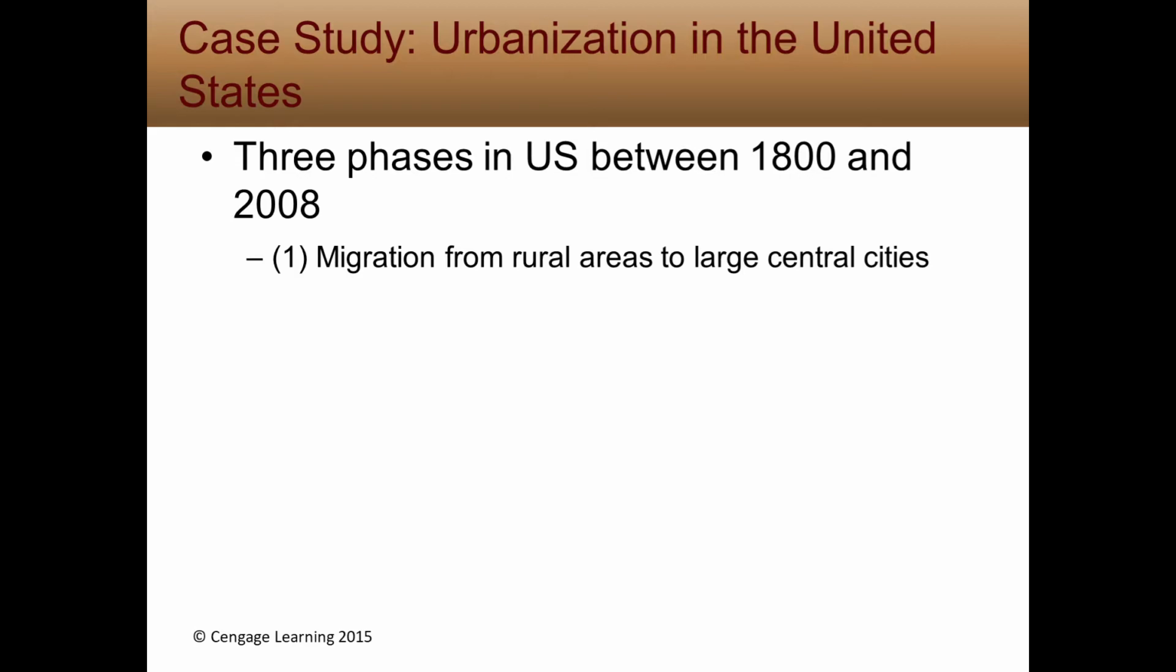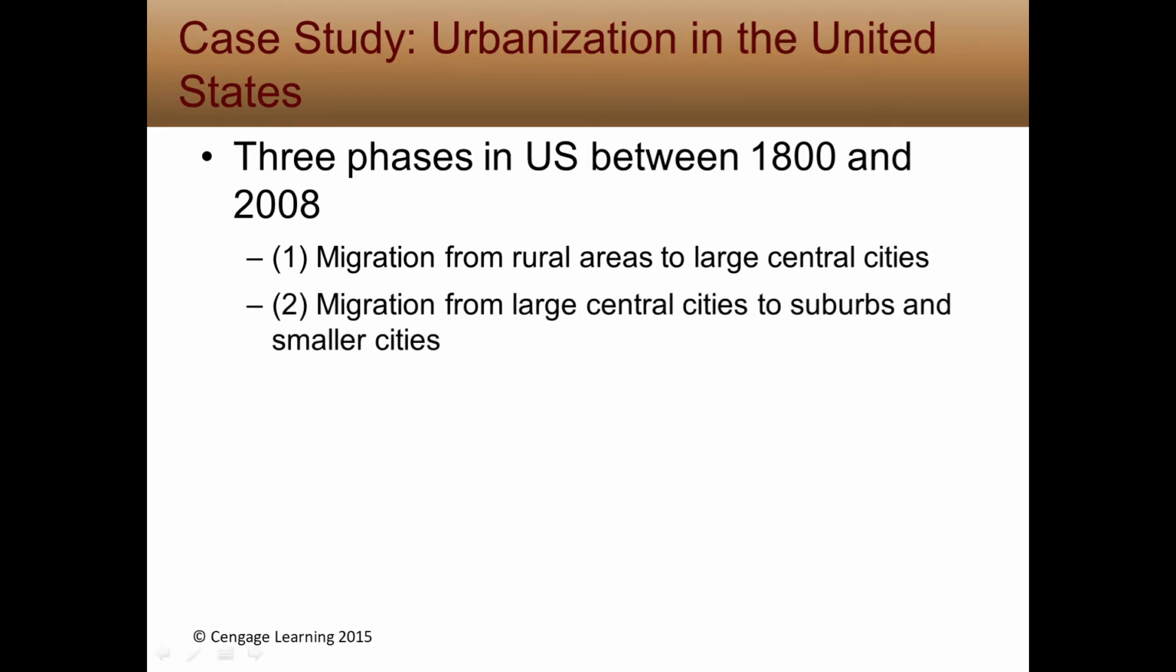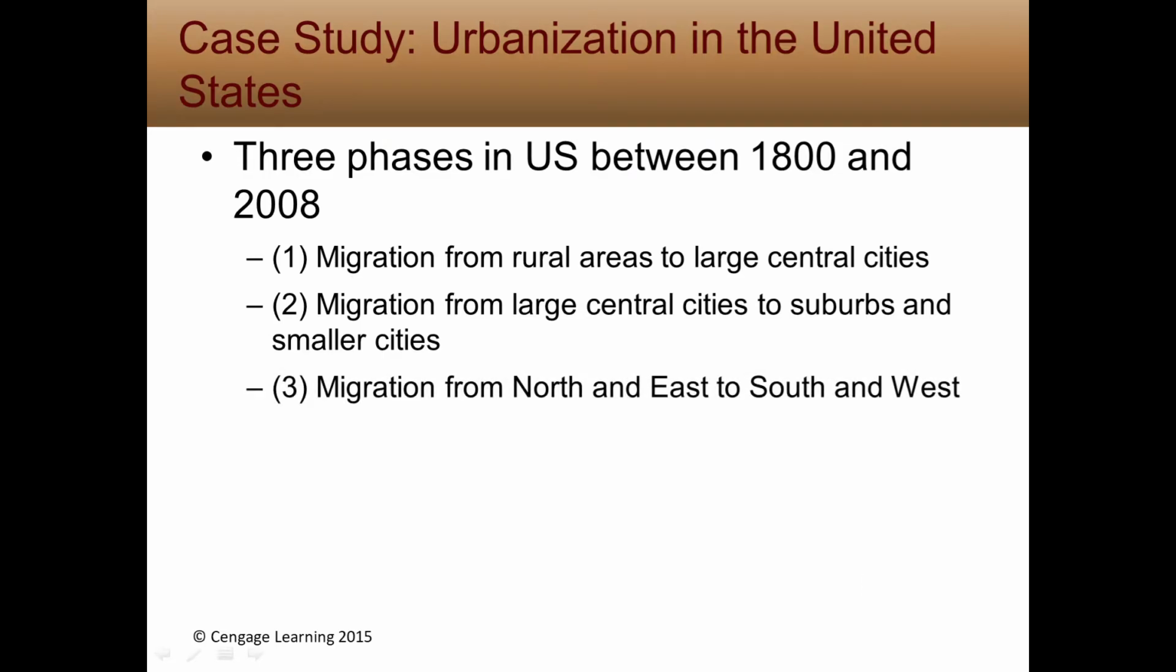However, that includes us, like Brookfield, which is considered a suburb of Milwaukee, right? Like we're not the actual city of Milwaukee. And so another trend we're seeing is urban sprawl, or the movement from these downtown centers to these surrounding suburbs and smaller cities. So that 71% number I gave you, half of that is actually suburban. And then the other trend we see is from north and east to south and west, because that's where the land was.